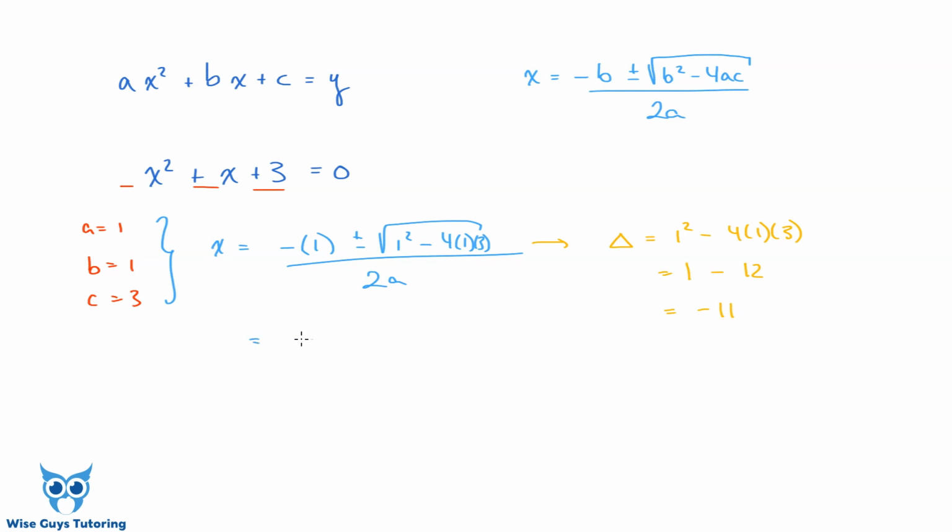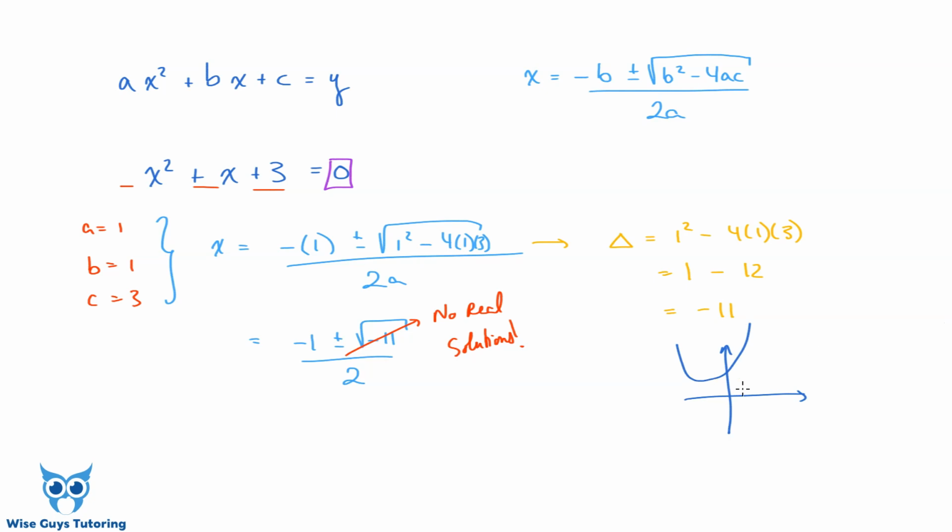Aha, so now we have a problem, right? Why is that a problem? Well, minus 1 plus or minus the square root of negative 11 over 2. So minus 11, we've got no real solutions. We cannot take the square root of a negative number. So that's it. There are no values of x that give me a y value of 0. And that means on a graph, you have a parabola that looks something like this, where it just never crosses the x-axis. That means there's no value of x that gives me a y value of 0. There are no real solutions to this equation here.